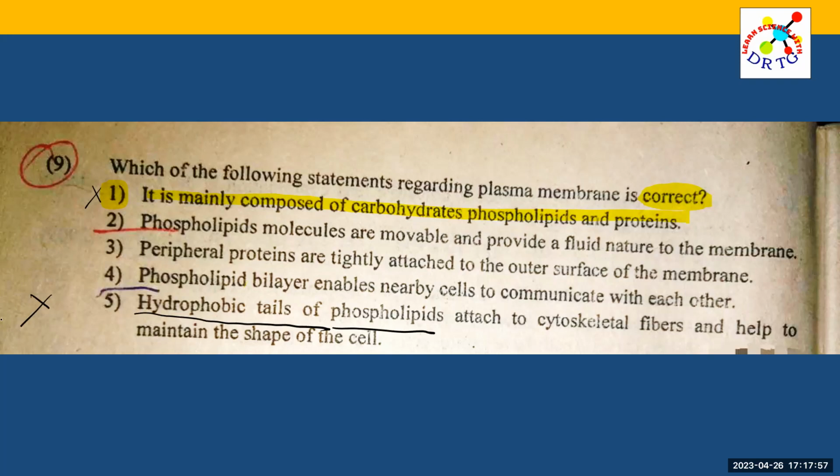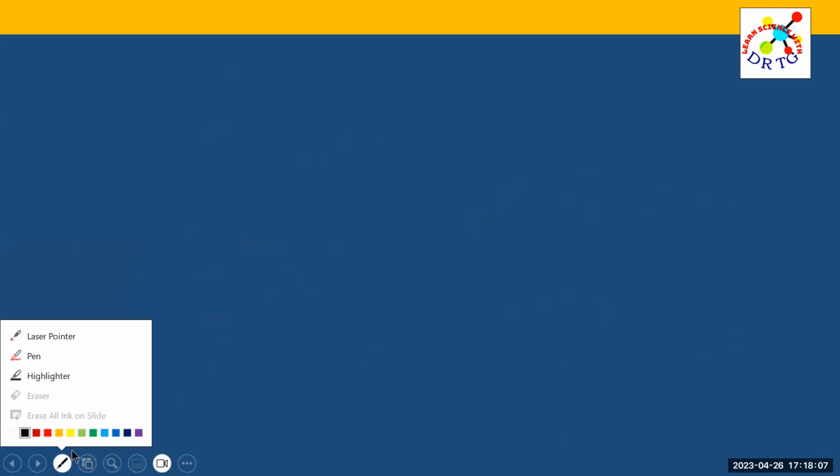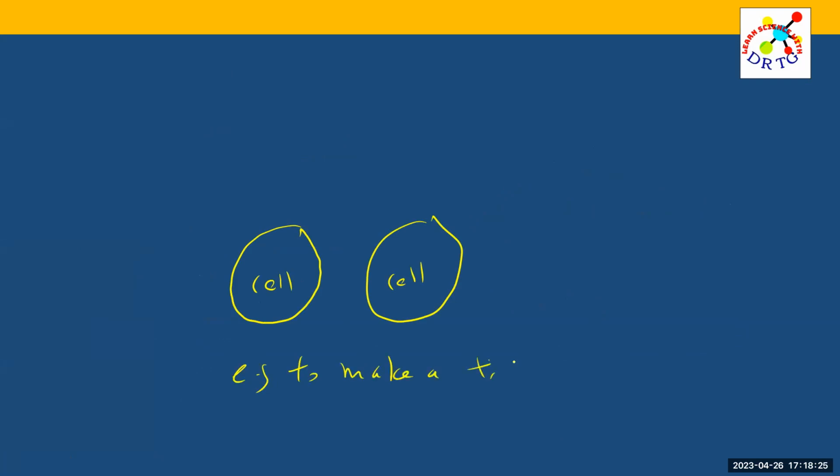A fourth one, phospholipid bilayer enable nearby cells to communicate with each other. Yes, there is a phenomenon cell communication. Why cell communication is important? Example, to make a tissue. Because we learn similar kind of cells joined together for specific function is called tissues. Then they have to get together. Now this is possible.